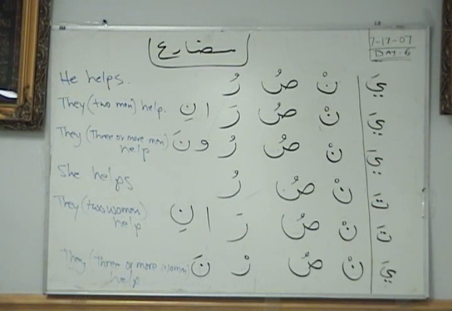So yansuru, yansurani, yansuruna. Tansuru, tansurani, yansurna. Yansuru, he helps. Yansurani, they, two men, help. Yansuruna, they, three or more men, help. Tansuru, she helps. Tansurani, remember, two women help. Yansurna, they, three or more women help.